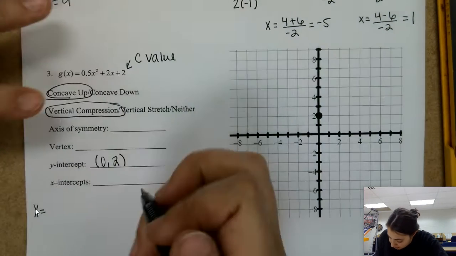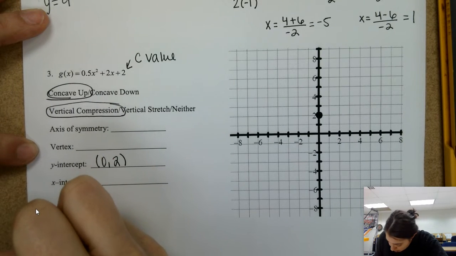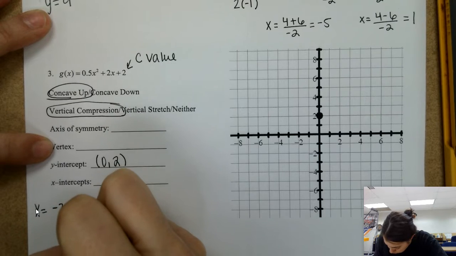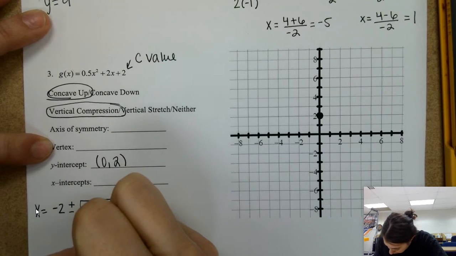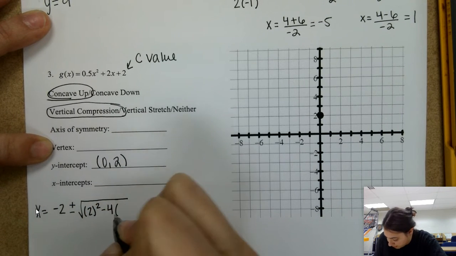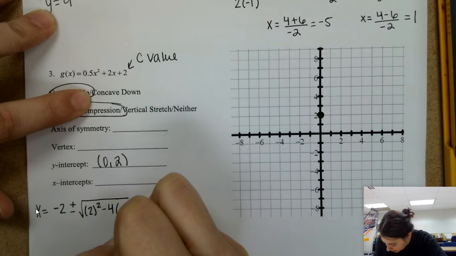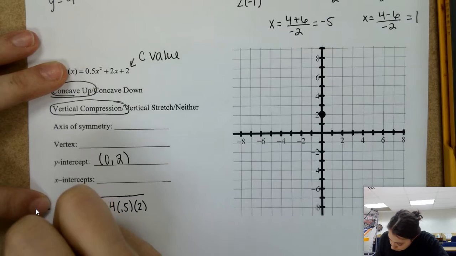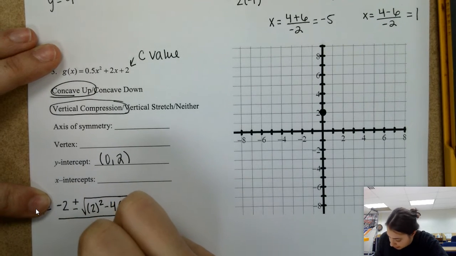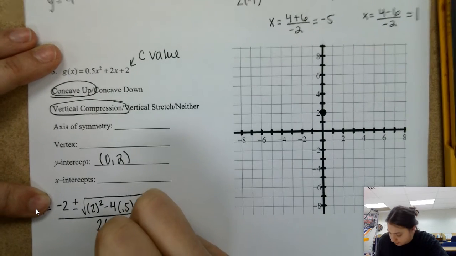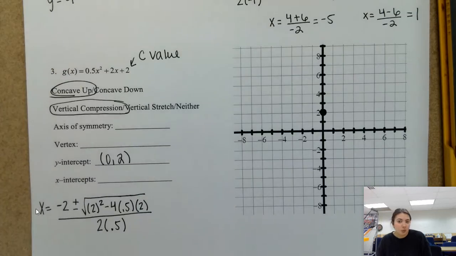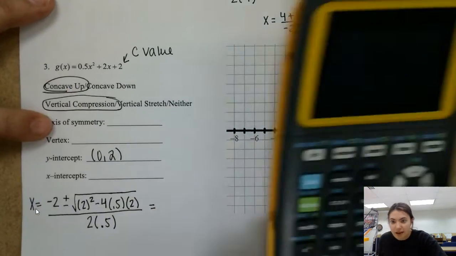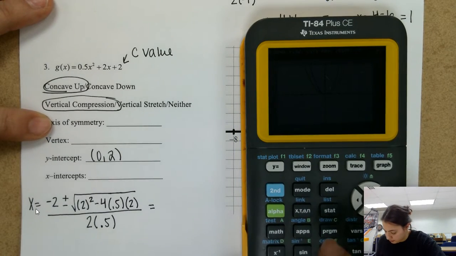So the opposite of b is -2 plus or minus the square root of b squared, so that's 2 squared, minus 4 times a, which is 0.5, times c, which is +2, all over 2 times a, which is 0.5. And voila. Now, if we keep going, we can go ahead and evaluate underneath that square root.